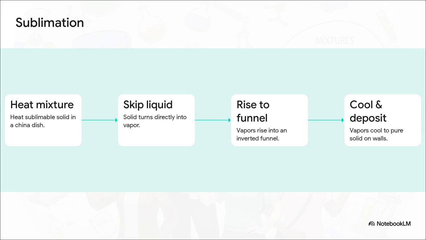Next is separation by sublimation. And guys, this is honestly like a chemical magic trick. Some solids, when you heat them up, totally skip the liquid phase and jump straight into being a vapor. So if you heat a mixture containing common salt and a sublimable solid like ammonium chloride, the ammonium chloride instantly vaporizes. Those vapors rise up, hit the cooler walls of an inverted funnel we place on top, and instantly freeze back into a pure solid. It completely escapes the salt left sitting in the dish below.